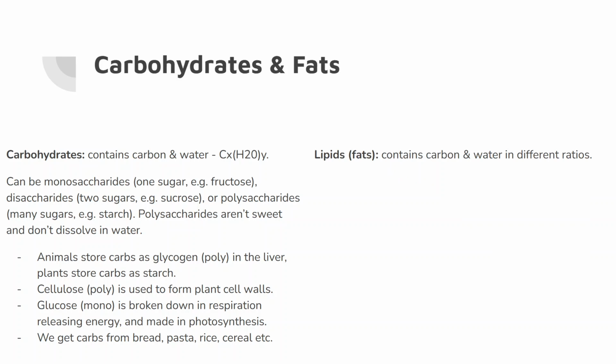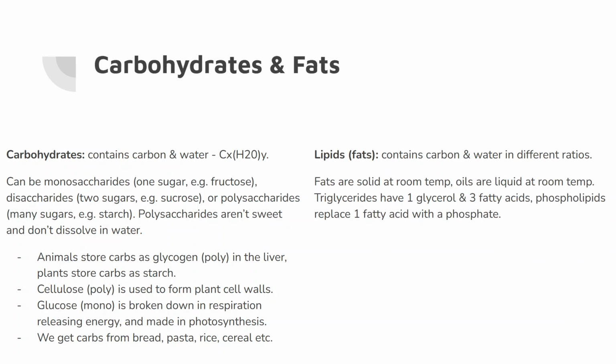Your lipids or your fats, these also contain carbon and water, but they're just in different ratios than carbohydrates. So fats are your lipids that are solid at room temperature, and oils are your lipids that are liquid at room temperature. Now, triglycerides have one glycerol and three fatty acids, and phospholipids, basically, they have a glycerol and two fatty acids, but they replace one of them with a phosphate. We're going to have a look at how they're made in a second.